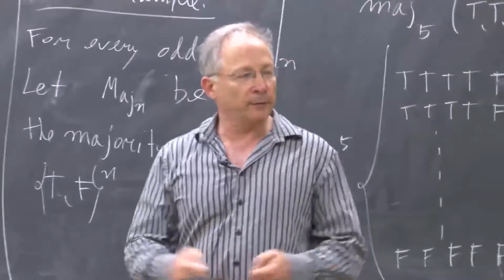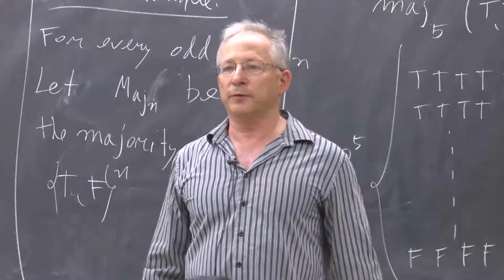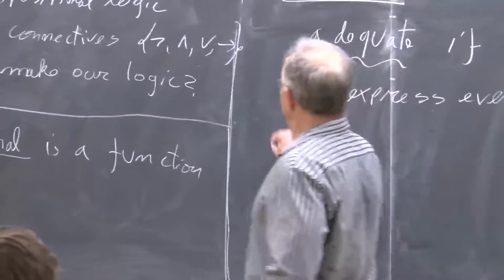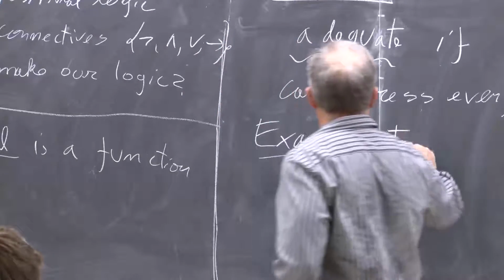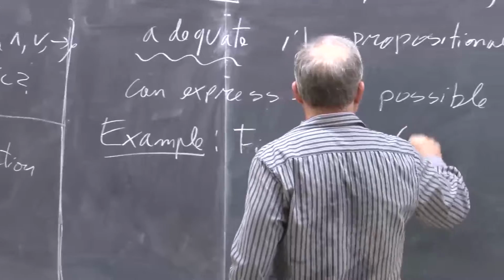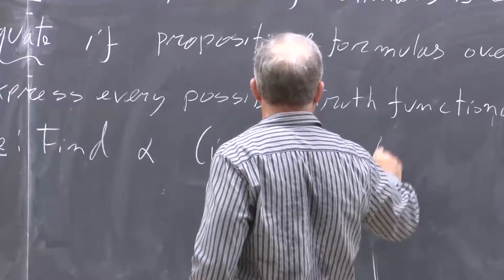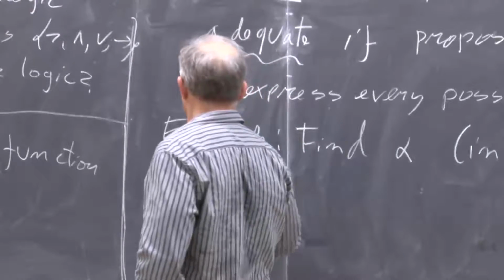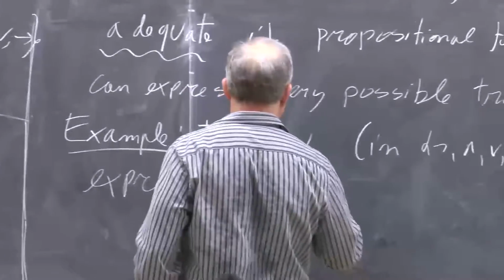So I want the formulas that I build to be able to express every possible truth functional. For example, can you give me a formula, find alpha in the connectives that we usually use, that expresses Maj 3.